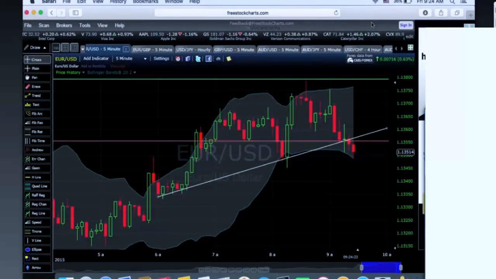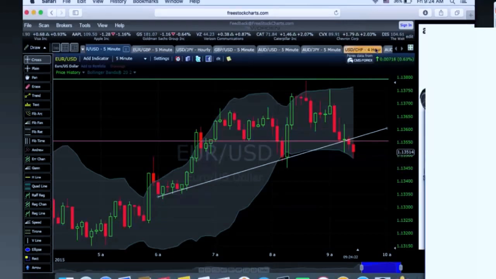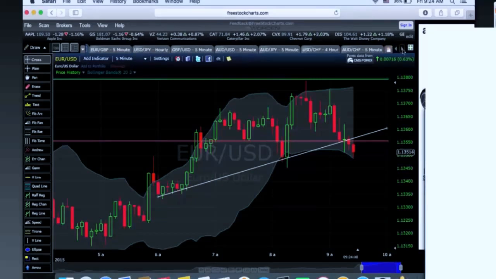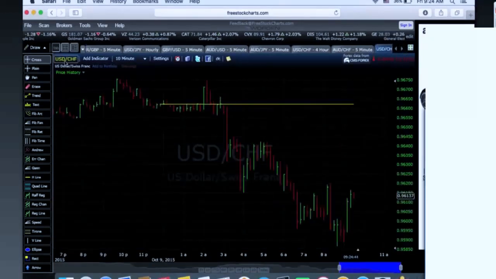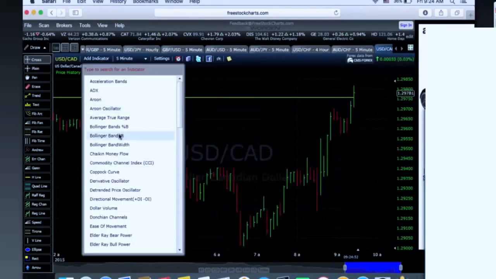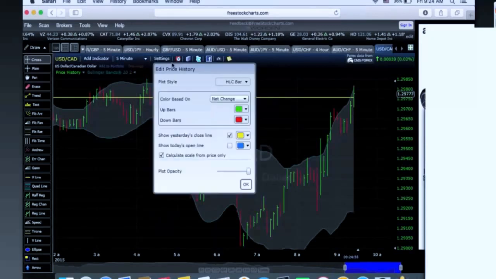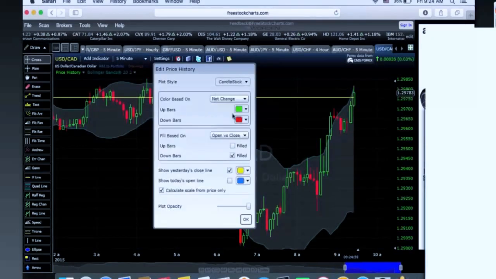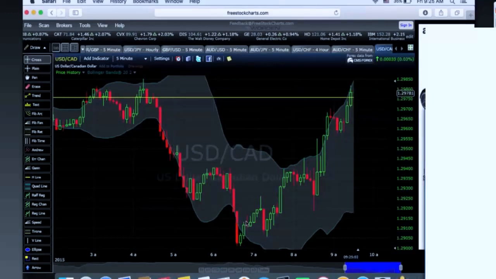I'm also watching, I don't like this pair very much, USD CAD. It's been trending down and down, but it looks like it's reached, let me just watch it. Okay, USD CAD on a 5 minute again has reached a very important level, which is 1.29815. Almost a double top, a nice double top actually.